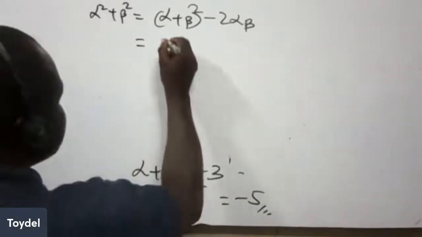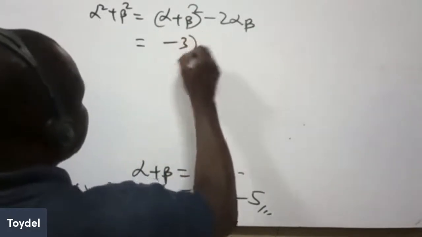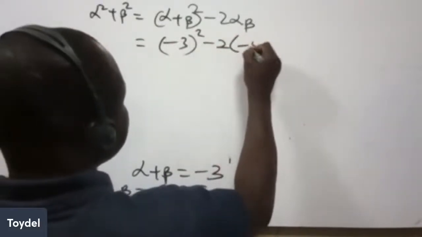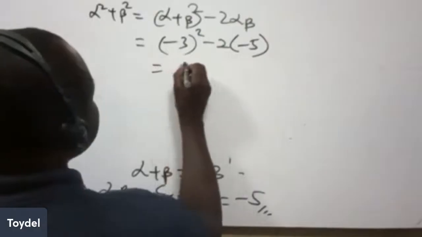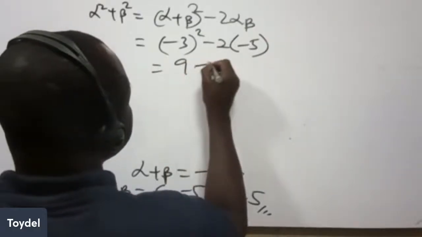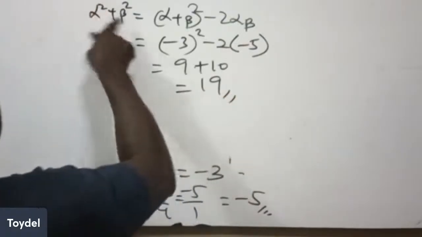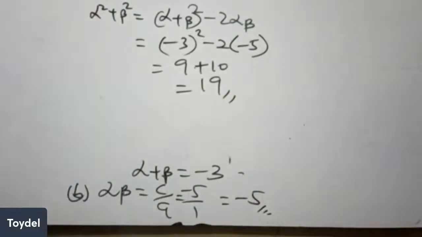We are going to see how I resolve this. So in this case now, this will be minus 3, alpha plus beta. We have got the value, squared, minus 2 into bracket minus 5. So this is going to give us 9. Minus times minus is plus, 2 times 5, 10. So this will give us 19. So alpha square plus beta square is going to give us 19.